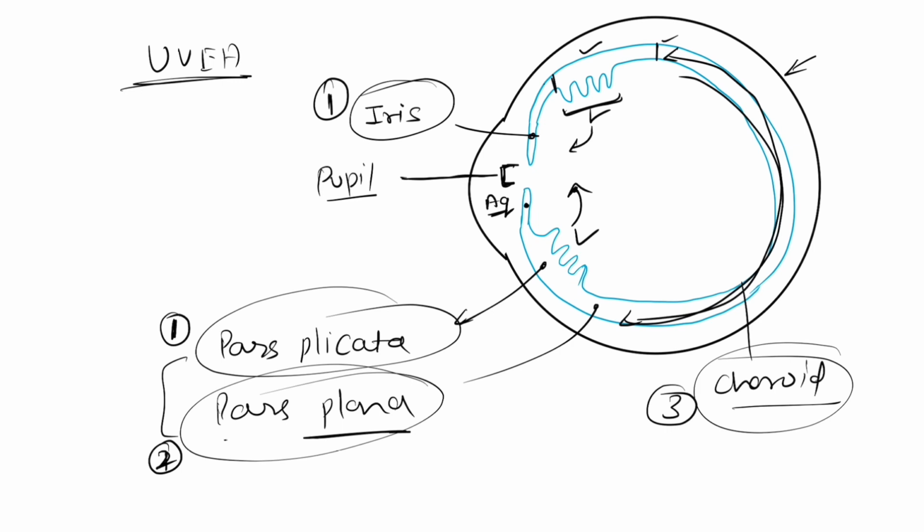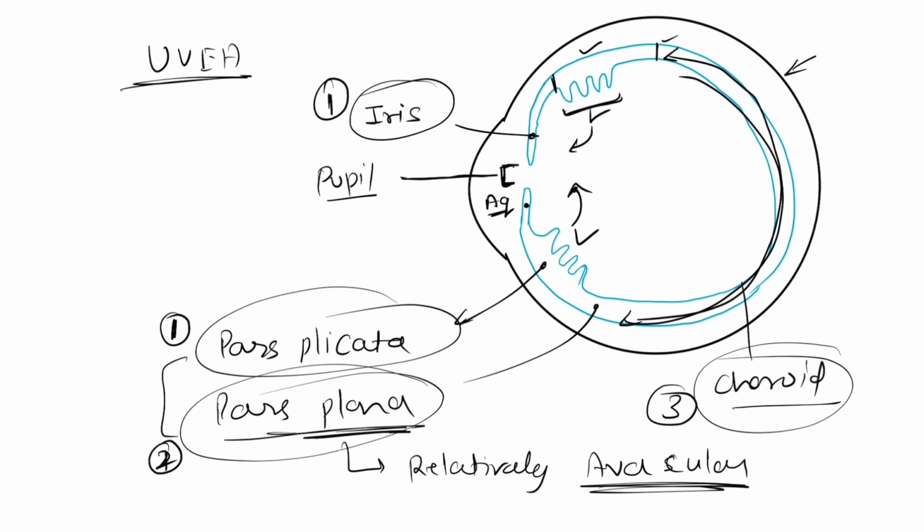Now we have pars plana. Pars plana is relatively avascular. Why I'm telling you that is because this avascularity is very important for us, because whenever we are giving intravitreal injections in the eye, this part has an important role. Through here we are giving the injection. That's why it's avascular and many procedures can be done from here. So that's why it's important.